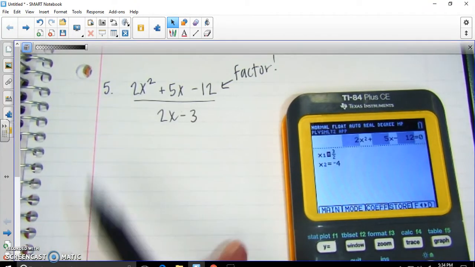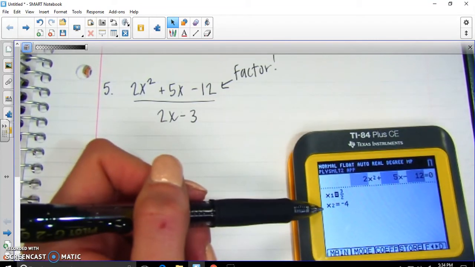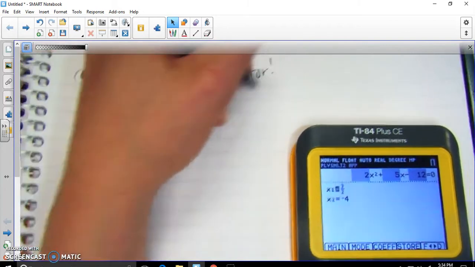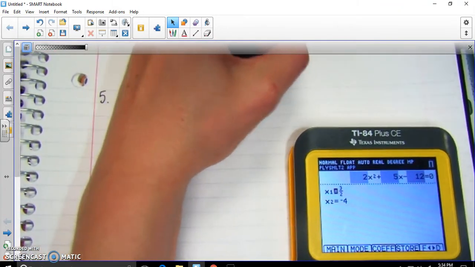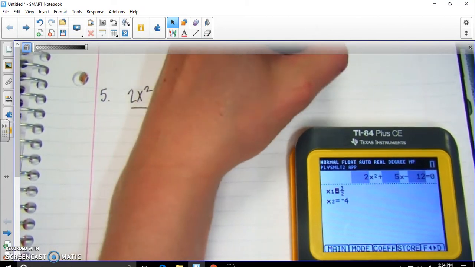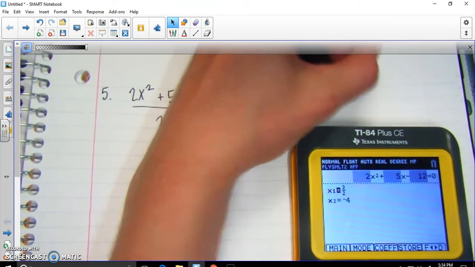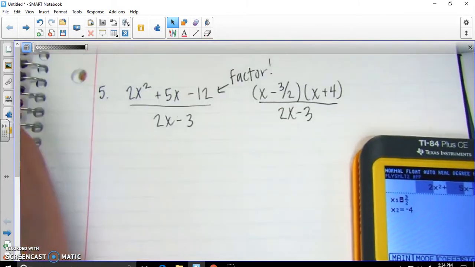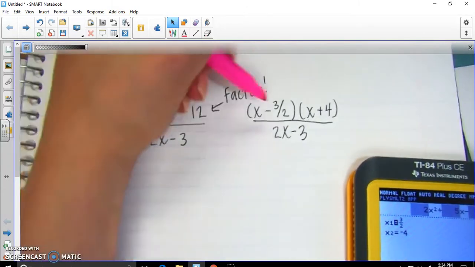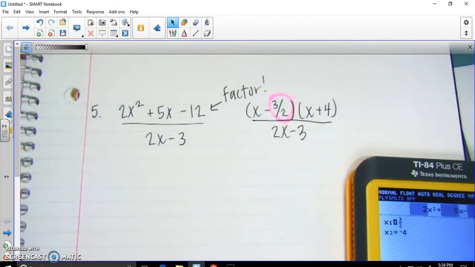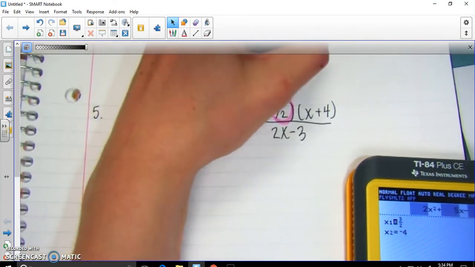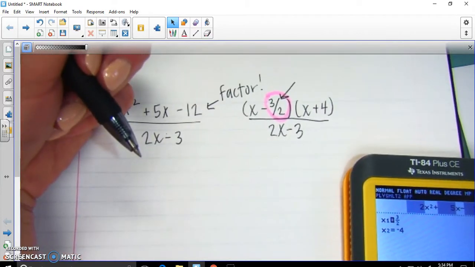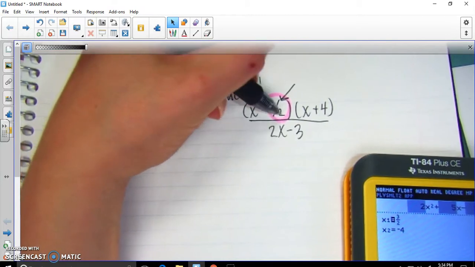Okay, let's solve. It's important that your calculator app is set in fraction mode so that we can change this around. All right, so this is what we get. We get x minus 3/2 times x plus 4, over 2x minus 3. So right here, if I see a fraction, this is a red flag. I cannot leave a fraction in the factor. So do you remember what we do to change this? Think back. It all comes from the numerator and the denominator.